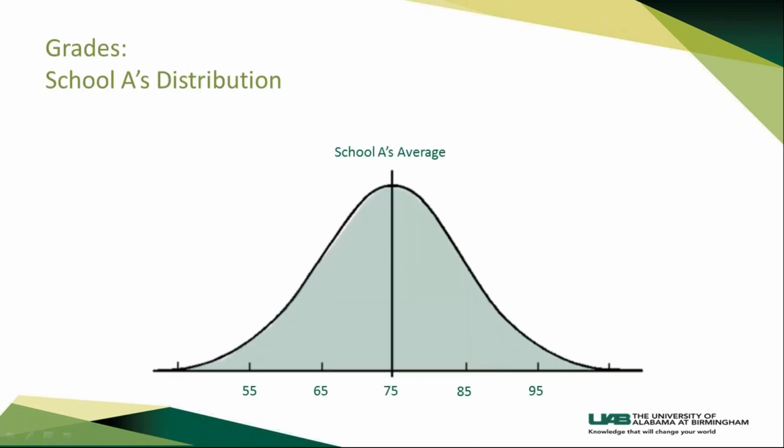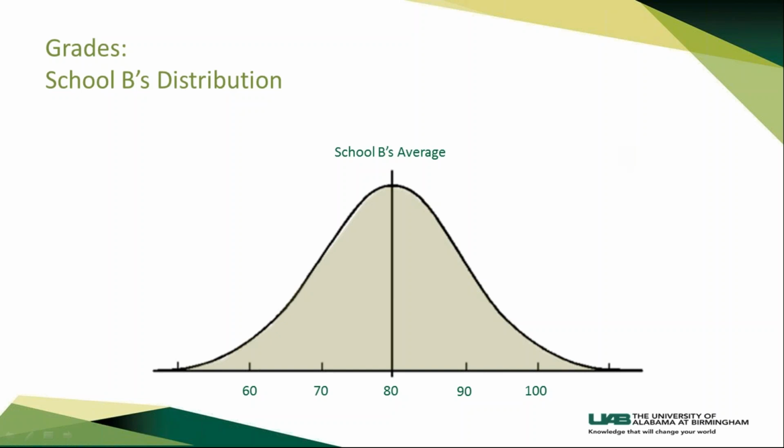So let's say that we have school A, and this is the distribution of school A's grades. Again, just a normal distribution like you've been seeing. Let's say that the average grade for school A is 75. So you see, it's right there in the middle of that distribution. So let's take another school, school B's average. This is their distribution, and if you look at their distribution of grades, the average for school B is 80. So let's line those up together.